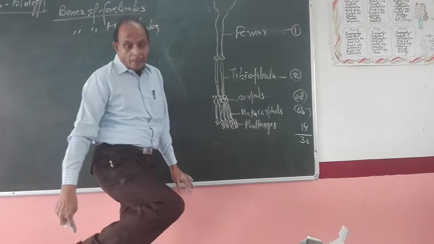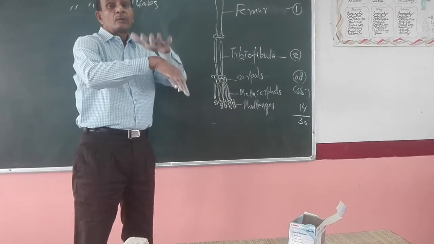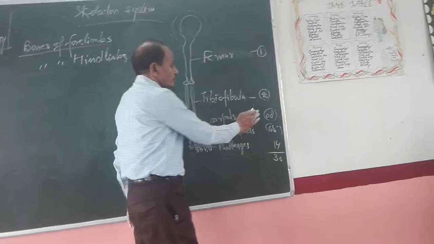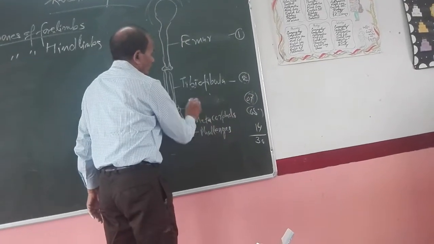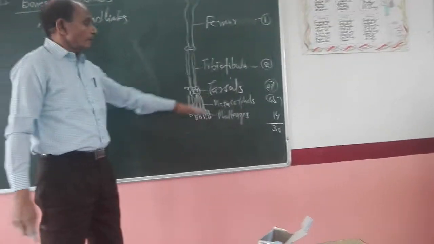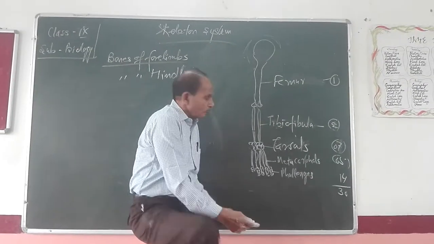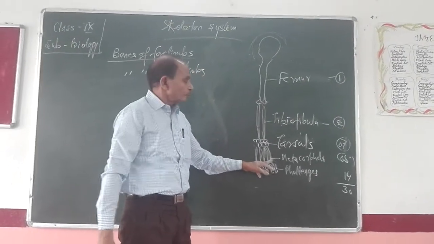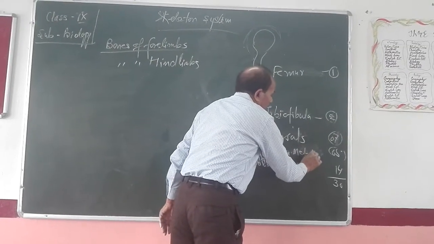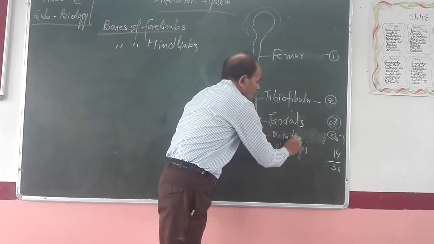After that, in the ankle region, there are 7 bones, not 8. In the forelimb there are 8 bones in the wrist, but in the ankle region there are 7 bones, and these 7 bones are known as tarsals. In the lower part of your hind limb, again there are 5 long bones, and these are known as metatarsals.